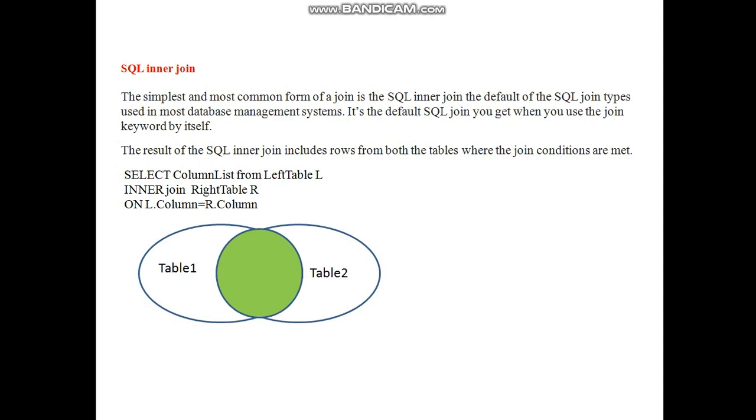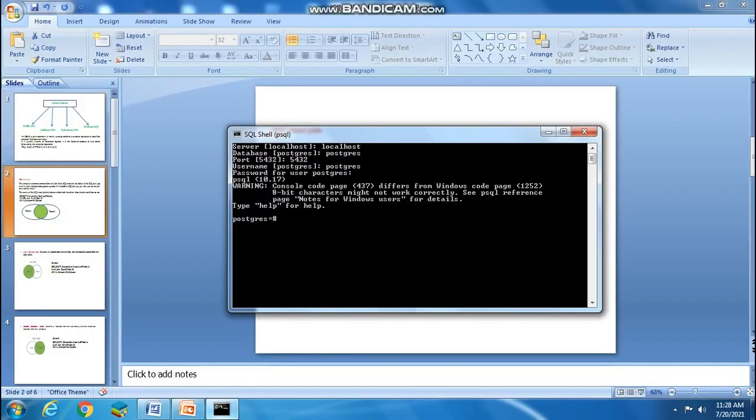With the Venn diagram, it will be clearer what the result of this inner join will give us. Here I have taken table 1 and table 2, and there is a green shaded portion. This green shaded portion is the result of the inner join: the rows from the first table and the rows from the second table where the join conditions are met will be the result of your SQL inner join. I'll just execute this and show it to you all.